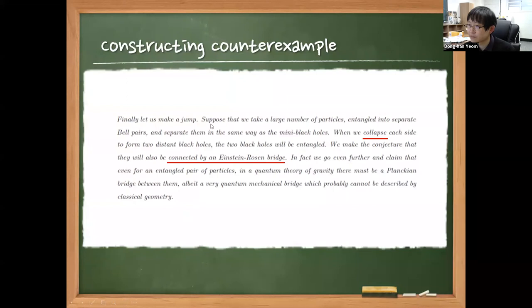Suppose that we take a large number of particles, entangle them into separate Bell pairs, and separate them. In the same way, make mini black holes and collapse each of them to form a black hole. Intuitively, we prepare two systems that are EPR entangled, and we bring the two systems far away and make a black hole here and there. And then based on the ER=EPR conjecture, the two black holes are connected by the Einstein-Rosen bridge.